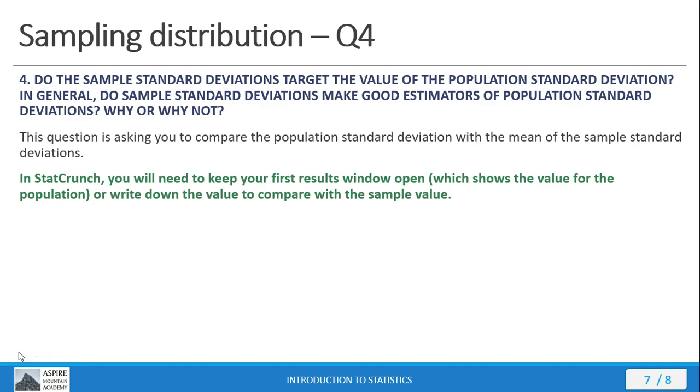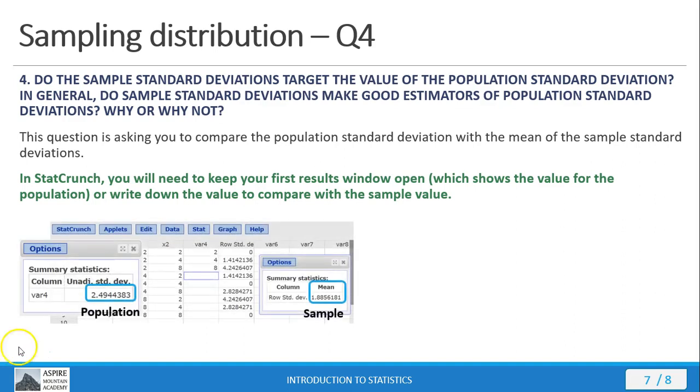But essentially all you're going to be doing is just comparing numbers. So here's the number we got from our population standard deviation. Here's the mean of the sample standard deviations, and you can see that the numbers are not anywhere in the same neighborhood. And so therefore we would conclude from this that the sample standard deviation does not make a good estimator of the population standard deviation.